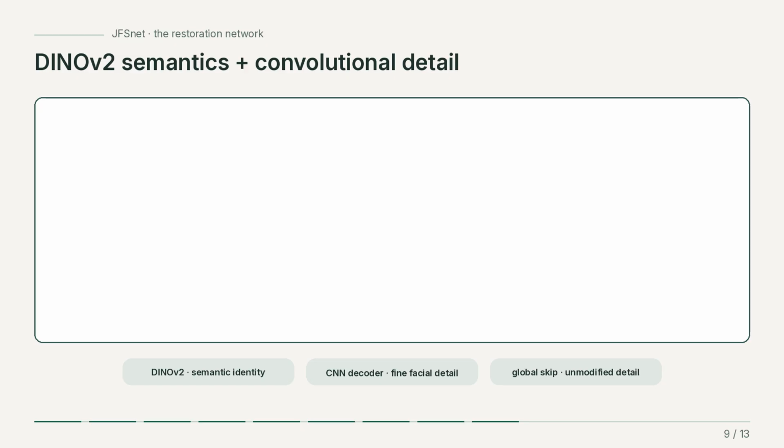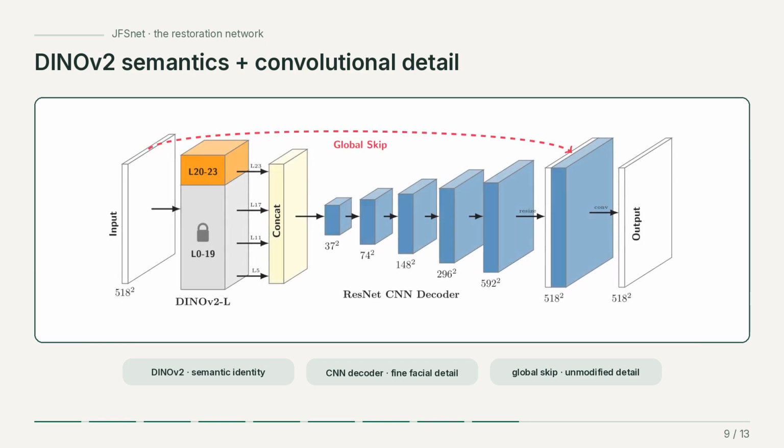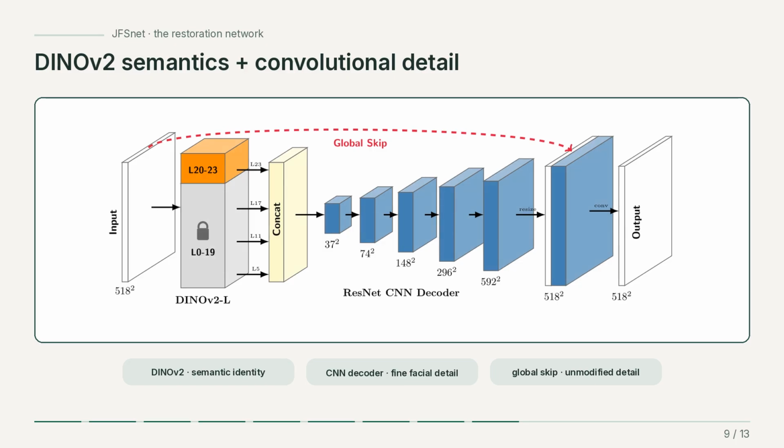The restoration model, JFSnet, combines semantic and local image information. DINOv2 supplies robust semantic features, and a convolutional decoder reconstructs fine facial detail. A direct skip connection also carries information from the input to the output, bypassing the latent bottleneck and preserving high-frequency details that do not require modification.